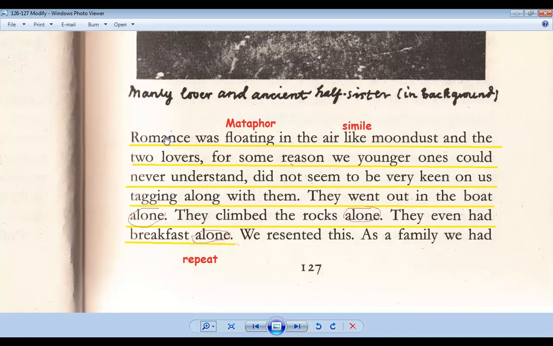So the idea here of that paragraph, the half-sister and the fiance, the one she will marry, they are by themselves, alone. And here the family does not like that because the family has the idea of unity. So they feel that the man will just take the sister away. That's why they will play a trick on him. I have here a metaphor when we say romance was floating, describing romance as if something can float. And here we have a simile, also describing romance to be like moon dust. Finally, the repetition of the word alone, alone, alone means that the male lover doesn't want anyone to be with them. That's why the family will have a kind of revenge.